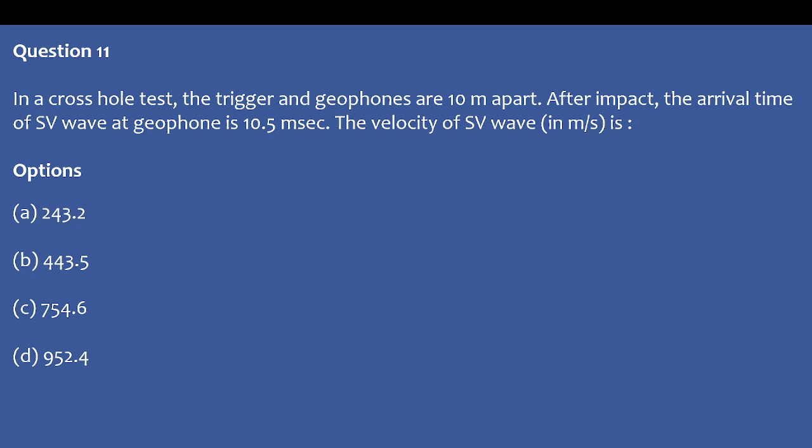So this is the question. We are having a crosshole test. The trigger and the geophones are 10 meters apart. After the impact, the arrival time of the SV wave at the geophone is 10.5 milliseconds. You need to evaluate what the velocity of the SV wave in meter per second is.